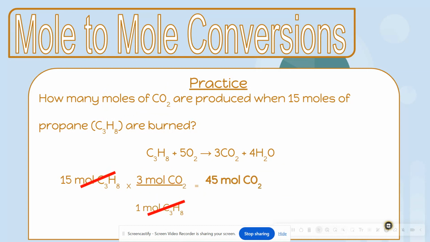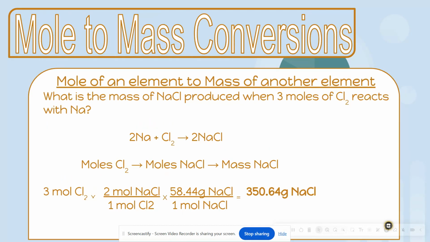Again, here it is a little cleaner since it's typed and not my sloppy handwriting. Let's take it a step further. We can go from moles of one substance to mass of another substance. Again, this is just building on things we already know. What is the mass of sodium chloride produced when 3 moles of chlorine reacts with sodium? We have our balanced equation. We're going to go from moles of chlorine to moles of sodium chloride to mass of sodium chloride.